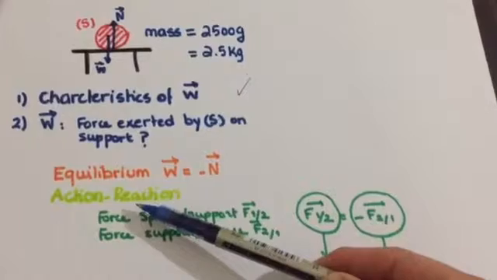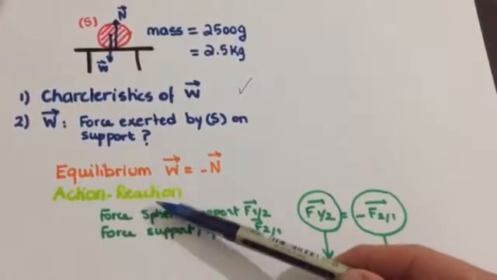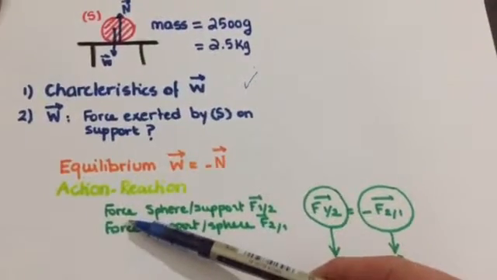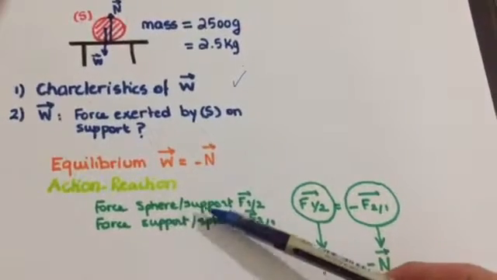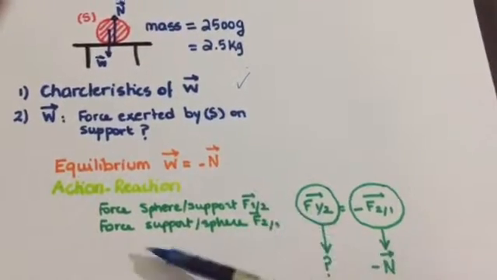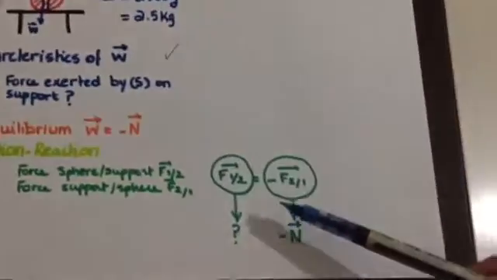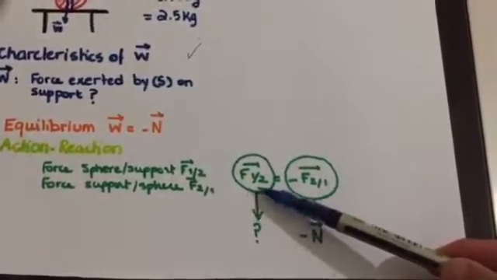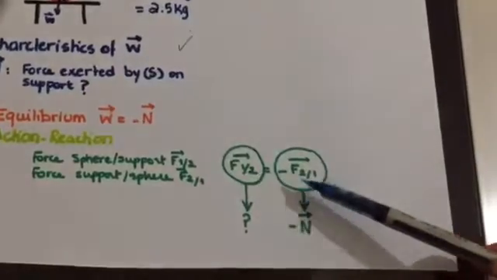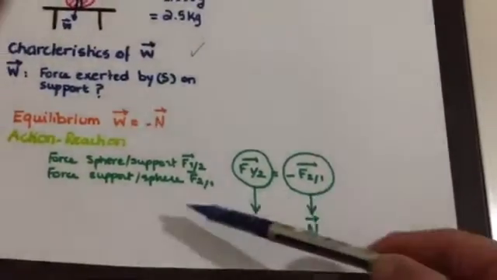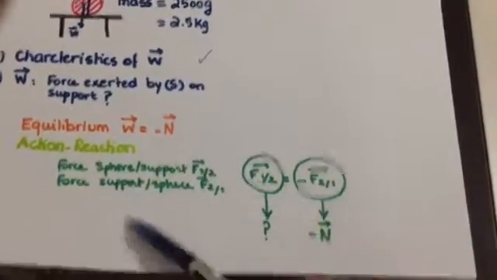Now, the second part of your answer would be, regarding action-reaction forces, you have the force exerted by the sphere on the support that you will call F1 on 2, and the force exerted by the support on the sphere, which is F2 on 1. The action-reaction law, Newton's third law, states that F1 on 2 is equal to minus F2 on 1. Now let's try to make sense out of the forces.